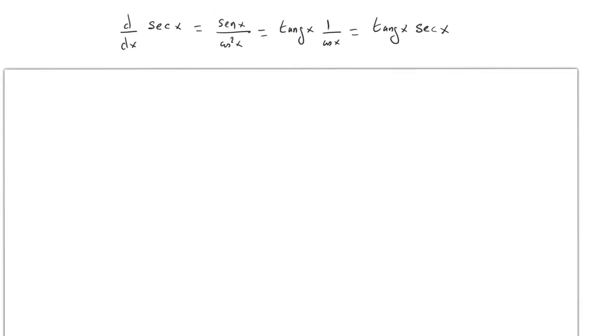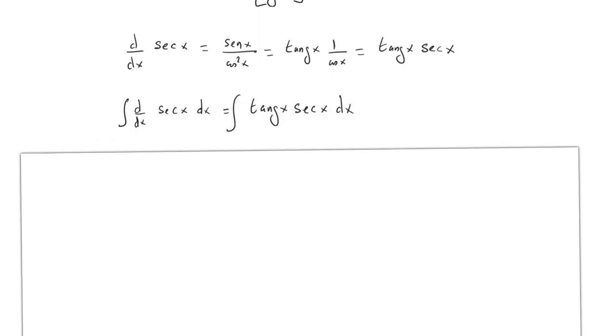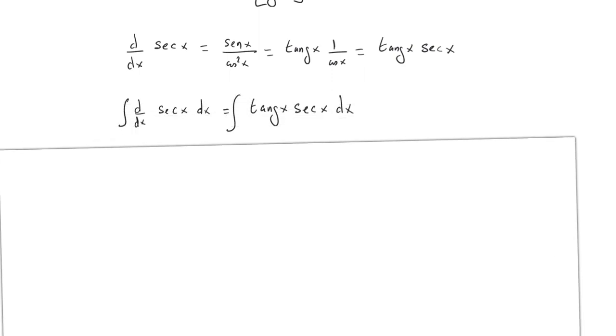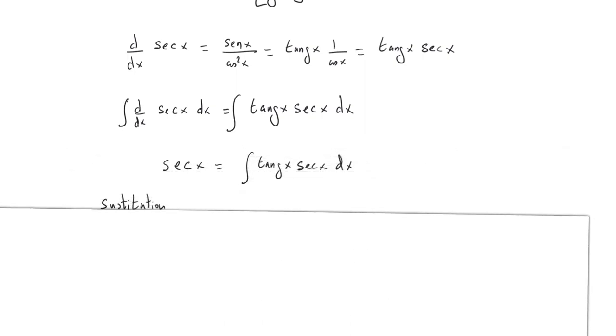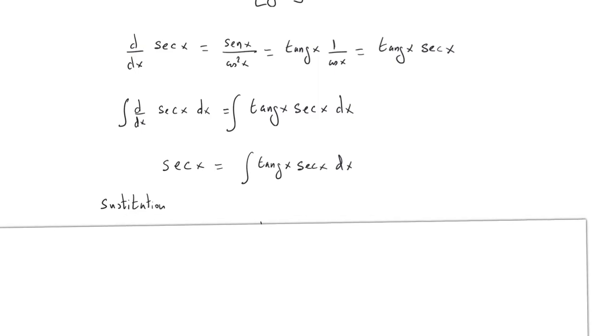So let's go downwards to see. The integral is the same. I did the integral in both sides. So this integral is an inverse operation to this derivative. So it will be secant x equals the integral of tangent x times secant x dx. So the integral of this, the antiderivative of this, is secant x. So secant x is the integral, and the problem is solved.